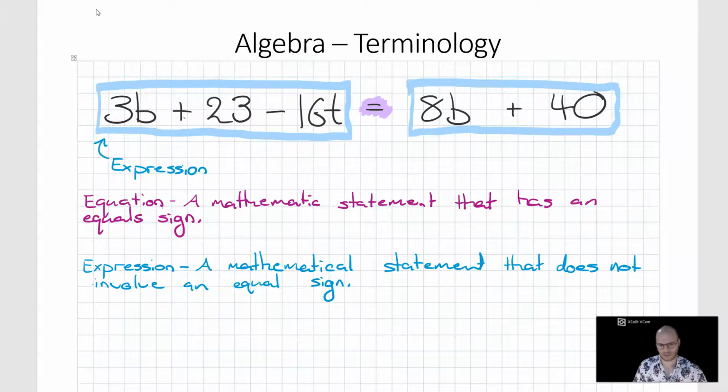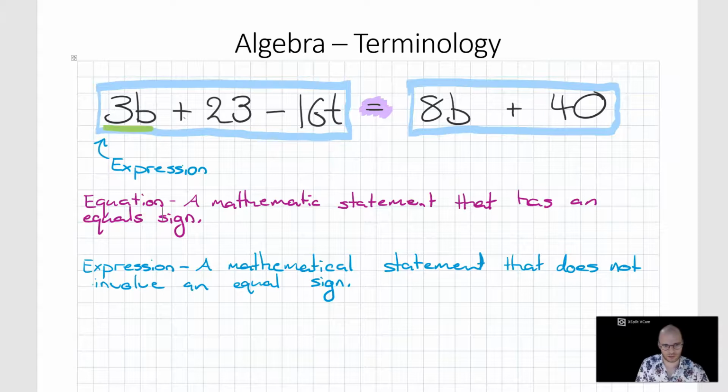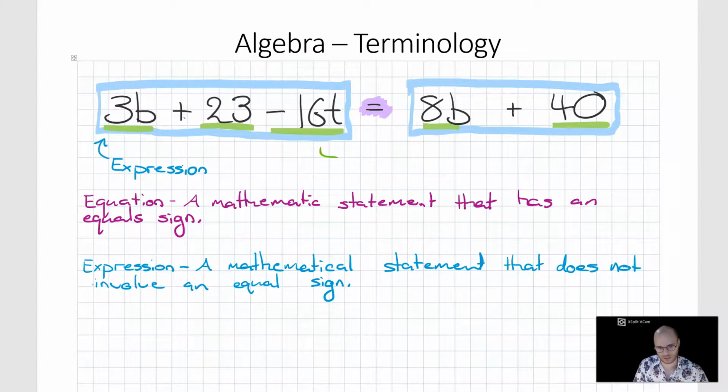Alright, now suppose we want to be able to name or explicitly talk about the components that make up an expression. What we've got are something called terms. So here, here, here, here, and here. These are little building blocks that are separated by pluses and minuses. These are known as terms. Basically a term is simply a small component that we use to make up expressions.